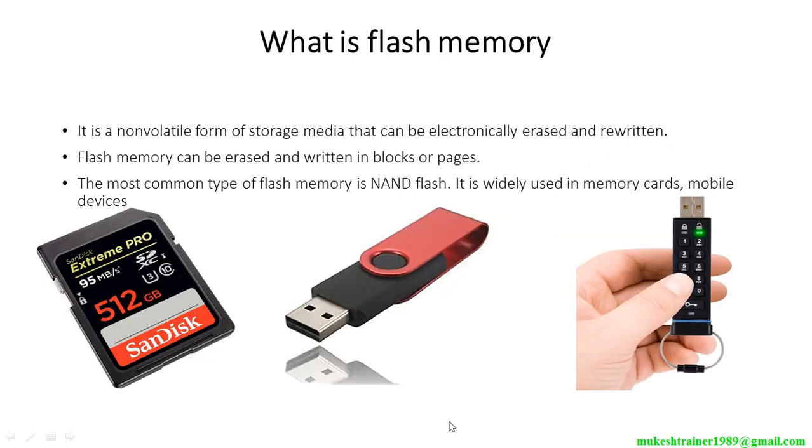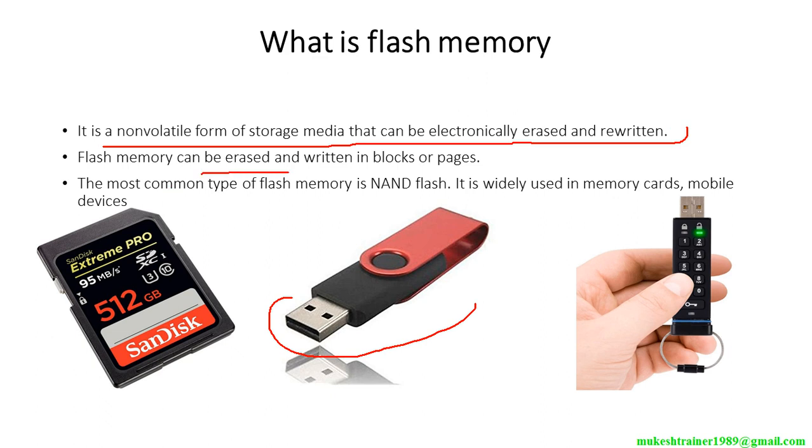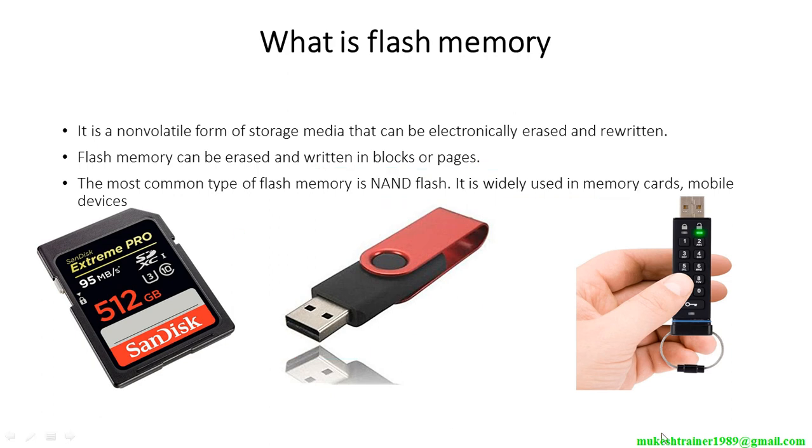And next, what is flash memory? All of you are aware, a small chip like a ROM, or flash, like a USB pen drive, which we also call a flash drive. It is a non-volatile memory, a form of storage media that can be electronically erased or rewritten. Flash memory can be erased and written in blocks of pages. The most common type of flash memory is NAND flash. It is widely used for memory cards and mobile devices.